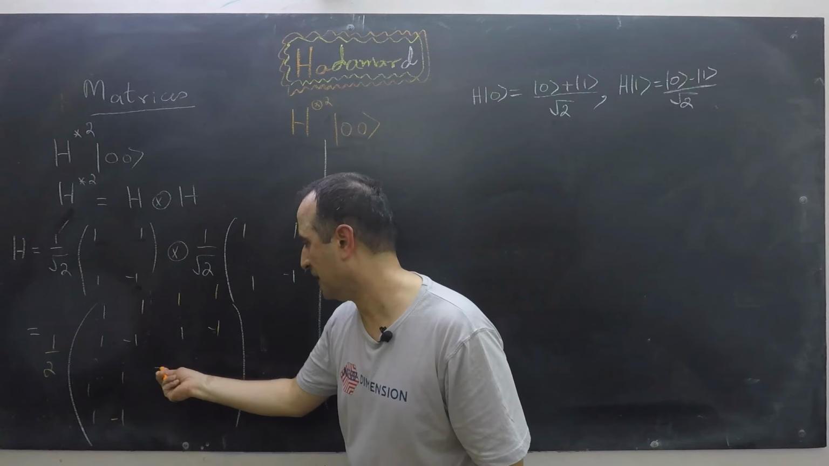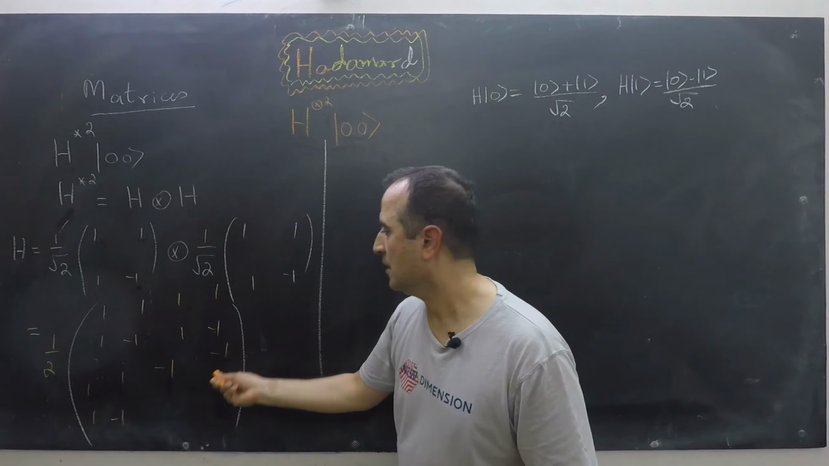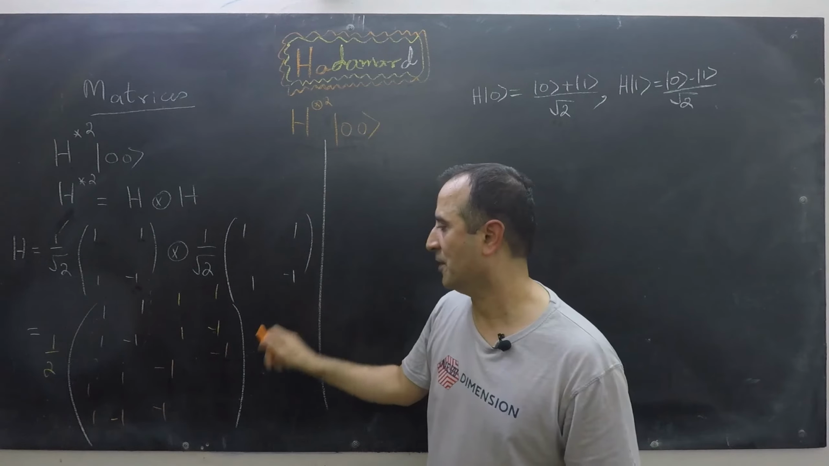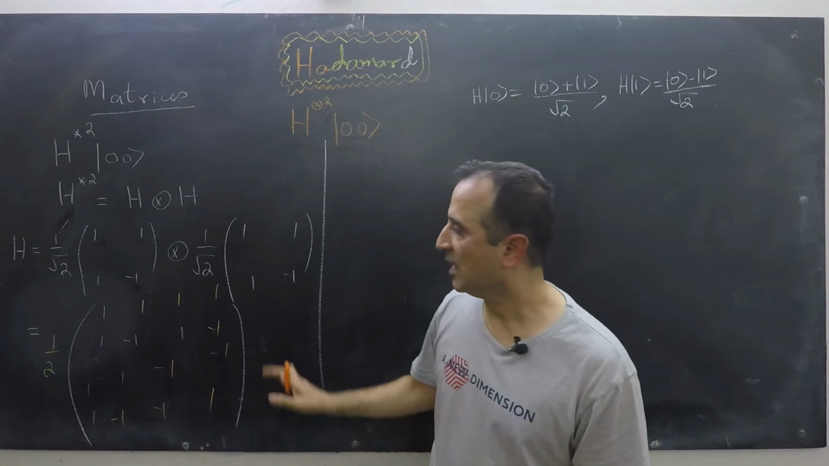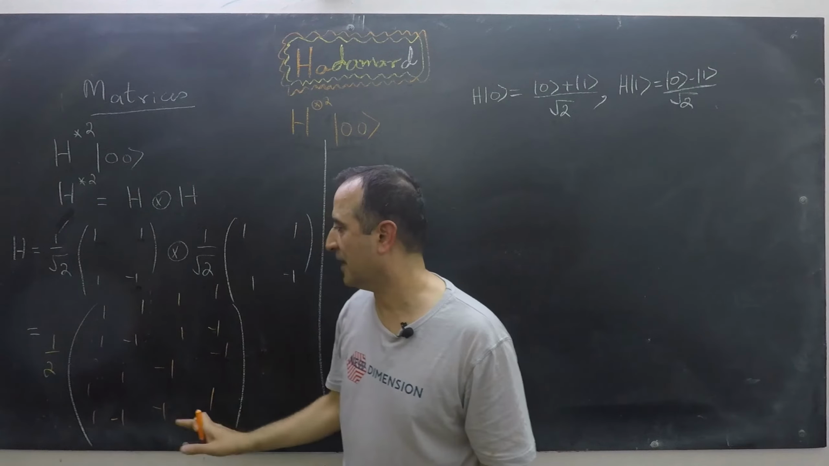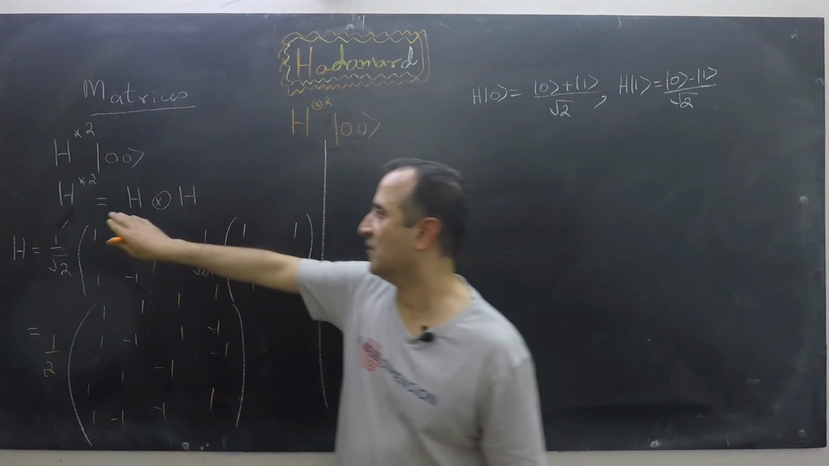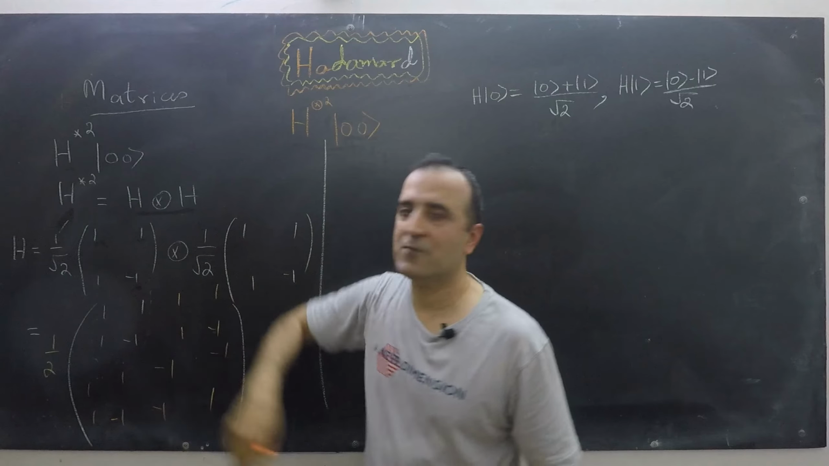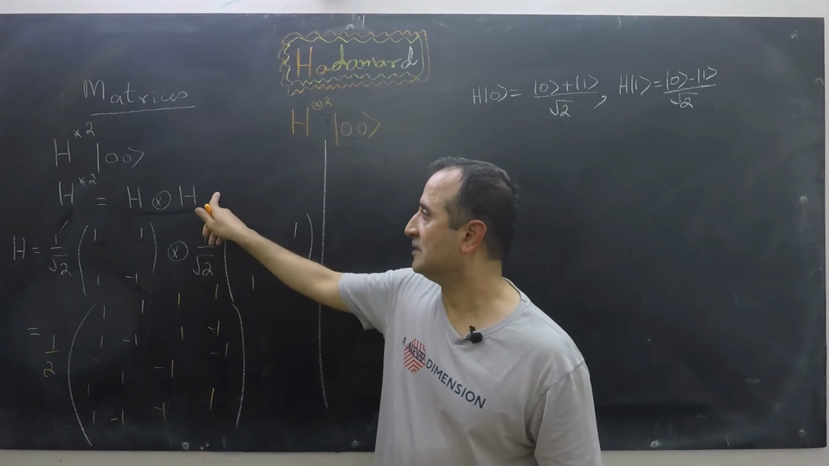So we will have here minus 1, minus 1, minus 1, and this minus 1 will become plus 1. So that's our Hadamard gate tensor product with itself. This is our expression. Similarly, we can do Hadamard gate tensor product 3 times.